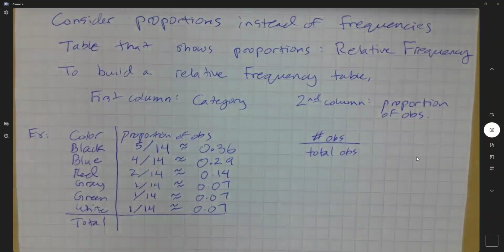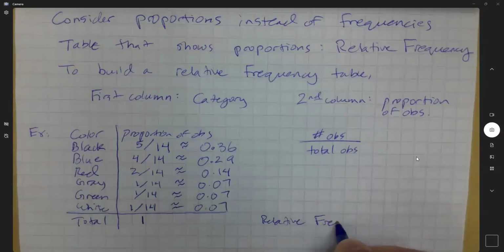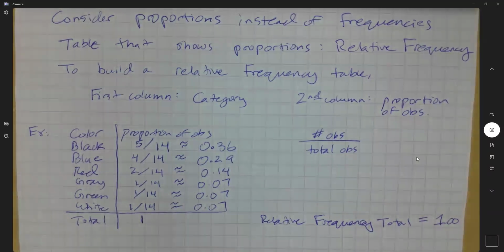What does the total add to? 1, yeah, 100% or 1. The total should always add to 1. Because it includes every observation. Relative frequency total always equals 1.00 or something really close to it, right? If we're doing some rounding. If we actually added all these up, I think we'd be off by 0.01, but we're pretty close. 0.02.